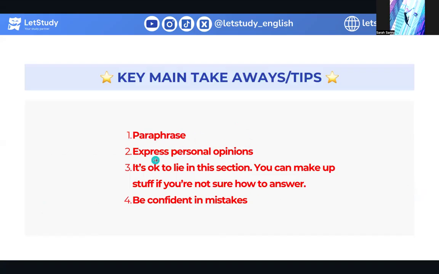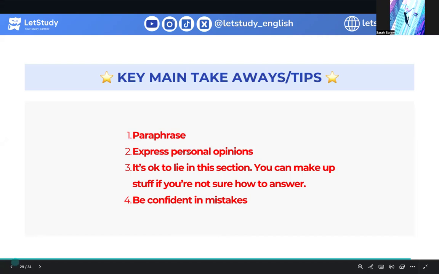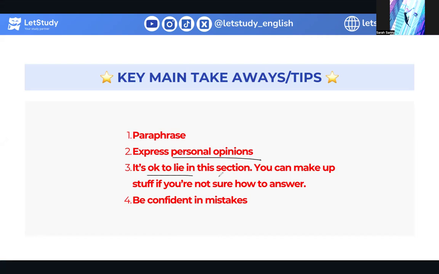Second, express personal opinions. The answers that you give have to be personal, okay? The third is that it's okay to lie in this section. You can make up stuff if you're not sure how. And the fourth is you have to be confident in your mistakes because the show must go on. Even if you make mistakes, you still have to continue and not freak out.